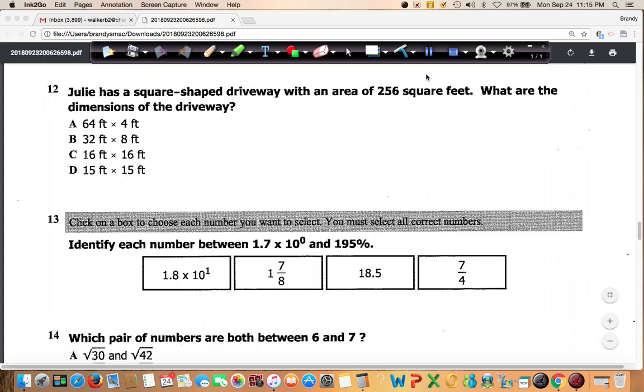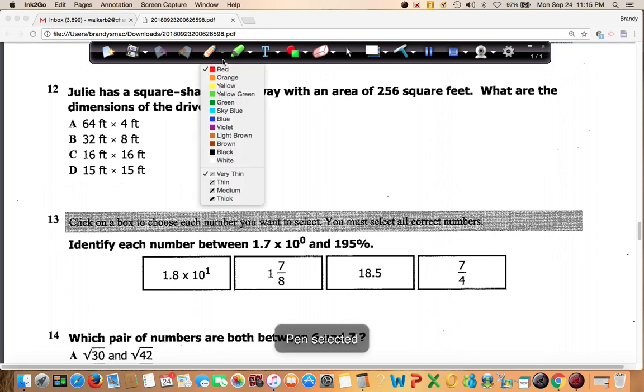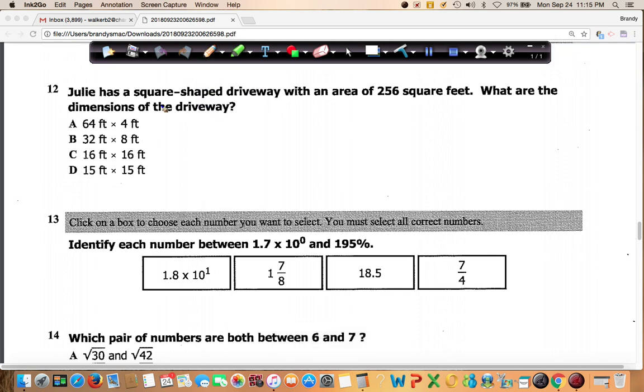Okay, number 12. Julie has a squared shaped driveway with an area of 256 square feet. What are the dimensions of the driveway? All right, so let's look at some important words here that we need to make sure we understand. First of all, squared shape driveway.